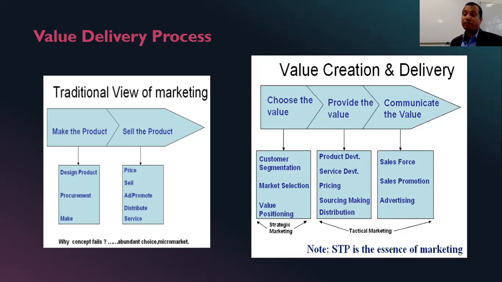So the concept of STP is a part of deciding on the values. The second activity is providing the values to the end customer. And that involves a different chain of activities: product development or service development, setting the prices, sourcing, manufacturing, and finally distributing. These are the activities involved in providing the values. And finally, you need to communicate through promotion activities, advertising, or maybe through your sales force or sales executives who are going to the market. So the value creation and delivery broadly consist of three different activities: choosing the right set of values, providing the values, and communicating the values. So this is broadly known as the value delivery process.